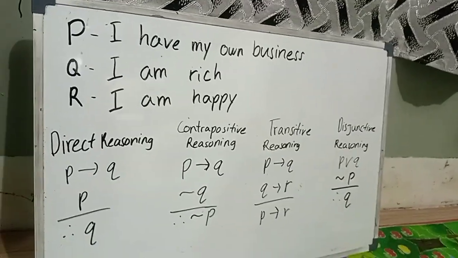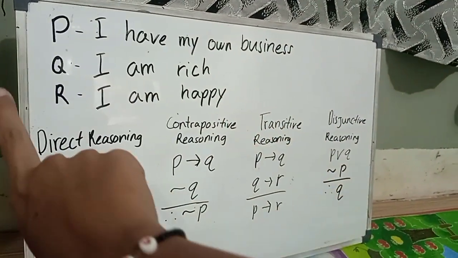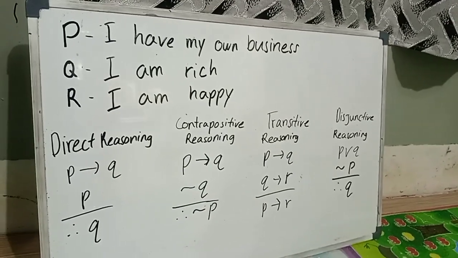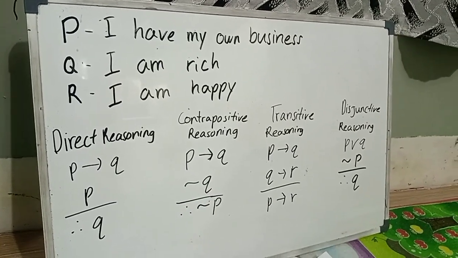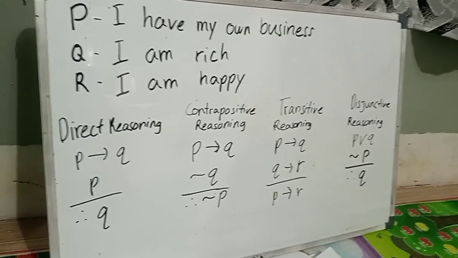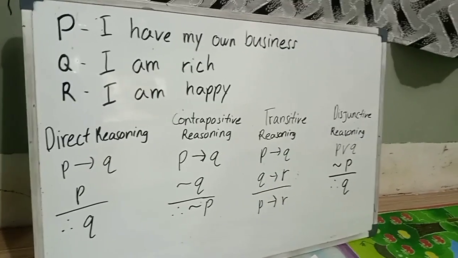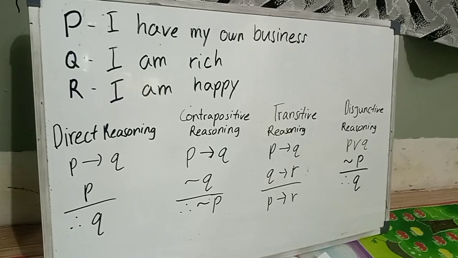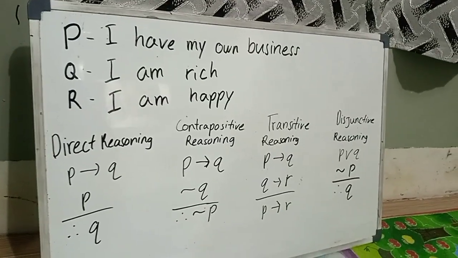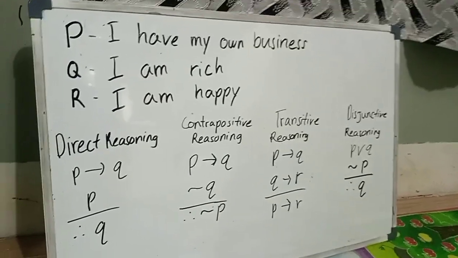So my three variables are: for P, I have my own business; Q, I am rich; R, I am happy. So I will give an example from each of them. Then I will construct one more complicated reasoning, and I will apply this to prove that the sentence that I made is valid or invalid. I will also show you a table to prove it.